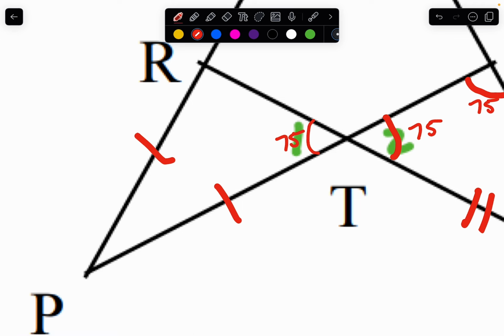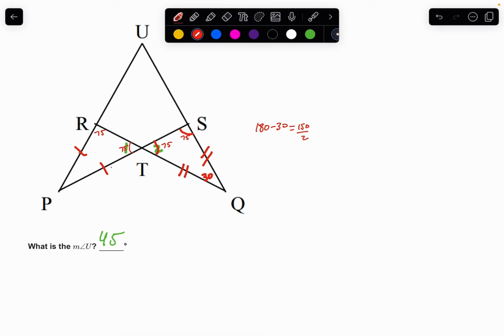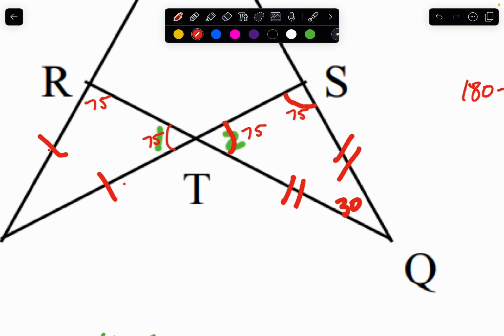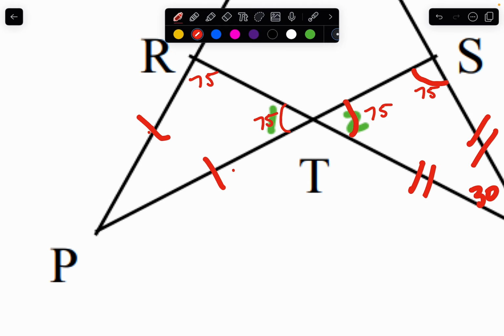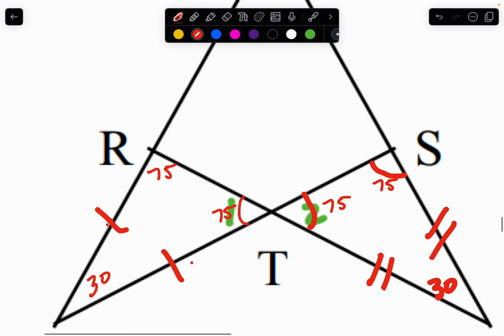And then this is also an isosceles triangle. These two sides are equal. So this is also 75 degrees. Those are the base angles over there. So we can actually get every angle in this picture. 75, this would have to be 30 as well. If those are 75, the one next to it would be 105, 105, 105, 105.